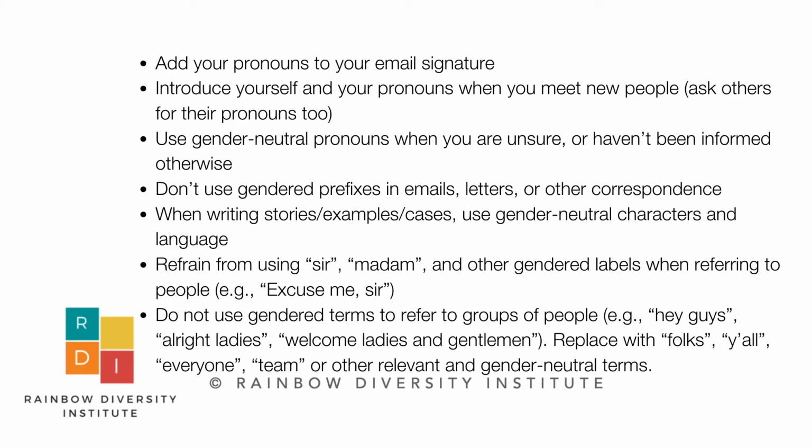You can avoid using gendered prefixes in emails, letters, or other correspondence, so not using Miss or Mr., ma'am or sir, for example. When writing stories, examples, or cases, you can use gender neutral characters and language. Refrain from using sir, madam, and other gendered labels when referring to people. And you can also use gender neutral terms when you're referring to groups of people. So instead of saying things like, hey guys, all right ladies, or welcome ladies and gentlemen, replace those terms with things like folks, y'all, everyone, team, or any other relevant and gender neutral term that you could use for your particular context.